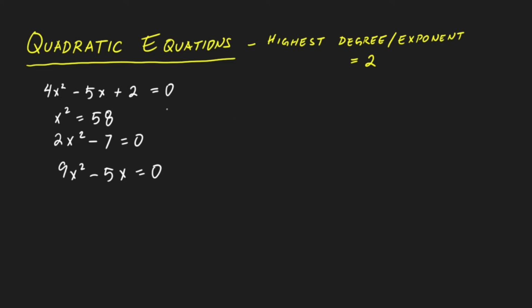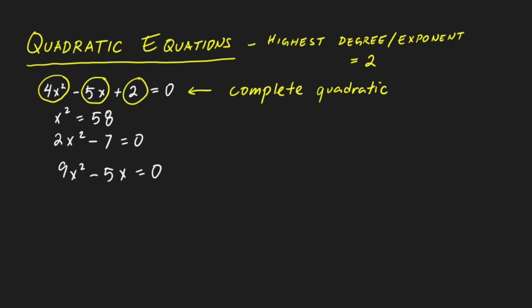So the first kind that we have is the complete quadratic right here. This is called a complete quadratic. So why is this complete? As you can see, it has an x squared term, an x term, and a constant. That is why it's complete. So right here, I'm going to write: x squared, x, constant term are all present.